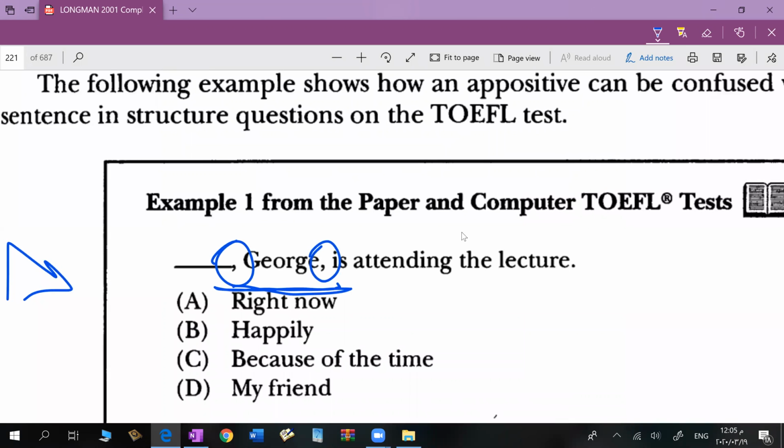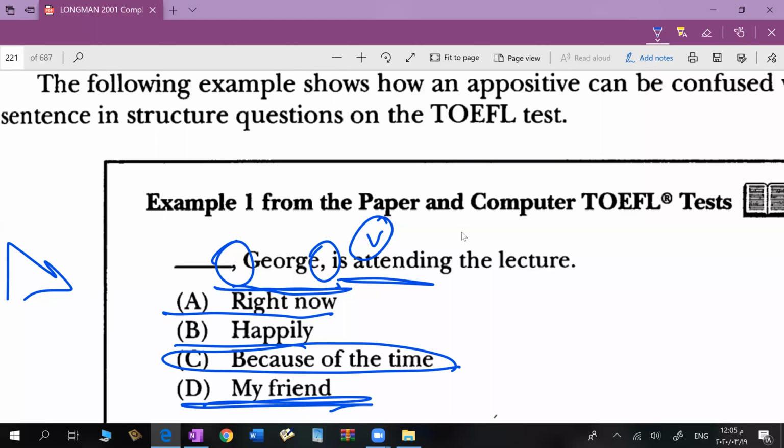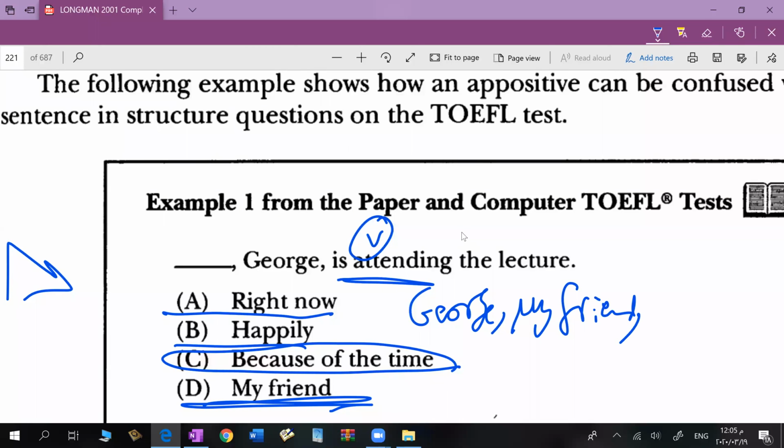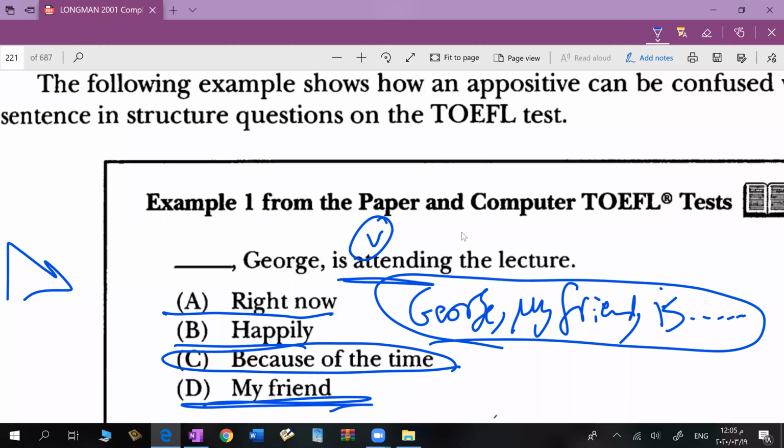So I understand that George here is an appositive. Is attending, and this is the verb. So what do we need before George? We need the subject, we need a noun phrase. We cannot say right now, because it denotes time. We cannot say happily, it's an adverb, because of the time. No, this is not a noun phrase. My friend George, my friend is the same person as George, is attending the lecture, and we see that George is an appositive, or it can be vice versa, by the way. We can say George, comma, my friend, comma, is attending the lecture. It's the same, and it's also correct. Okay?